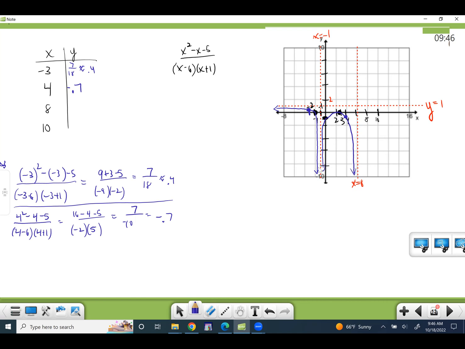Okay. So now I just got to plug in a couple points over here to see if it is up here or down here. It's one of those weird ones that crosses the horizontal asymptote for some reason. But usually it's either here or here, and you just got to figure out which one. All right. So I'm going to plug in 8 now.